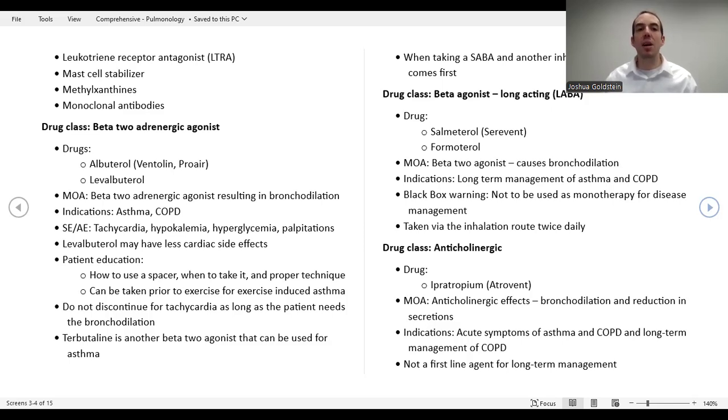Next, we have our LABA. So the SABA, short-acting beta agonist, is in contrast to the LABA, long-acting beta agonist. A LABA is going to be drugs like salmeterol and formoterol. It has the exact same mechanism of action, except this one doesn't work right away, but this one does last for longer. So when do we use this?